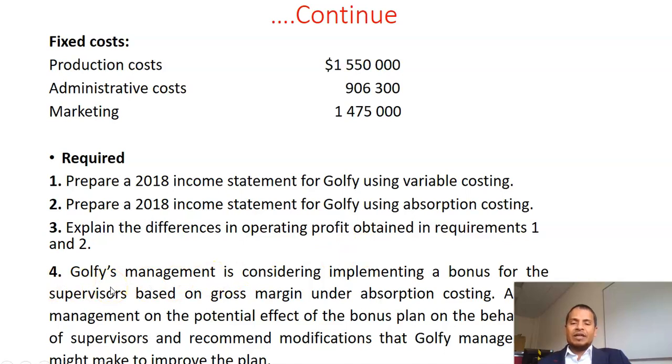And requirement 4: Golfi's management is considering implementing a bonus for the supervisors based on gross margin, gross profit under absorption costing. Advise management on the potential impact of the bonus plan on the behavior of supervisors and recommend modifications that Golfi management might make to improve the plan. So Golfi Limited is planning now to provide bonuses to the production supervisors based on the gross profit calculated according to absorption costing. Is it the right approach? And if it is, or whatever, what may be the impact of this bonus plan on the behavior of the supervisor, and what steps should the company's management take to improve their plan?